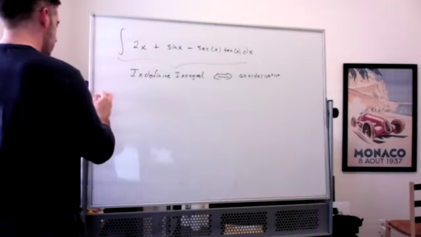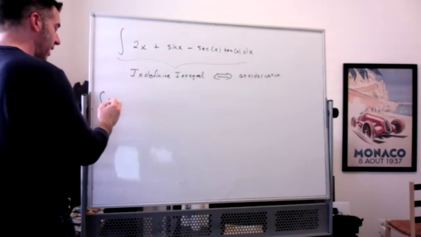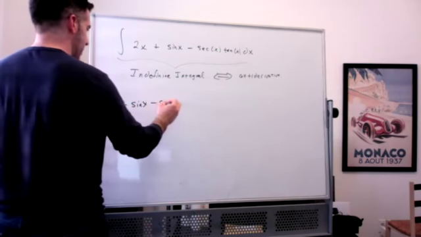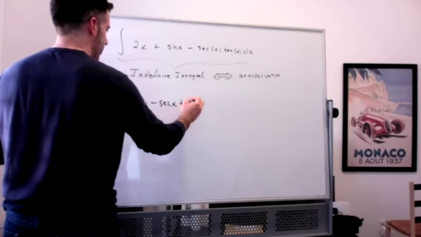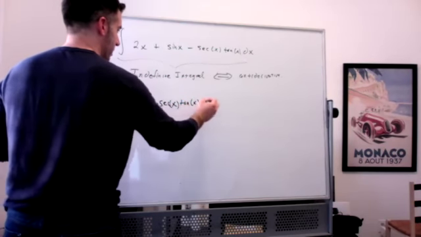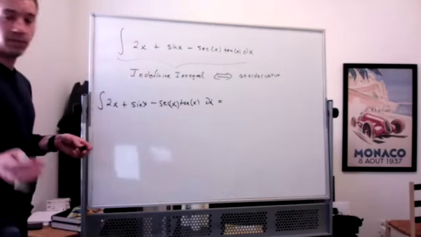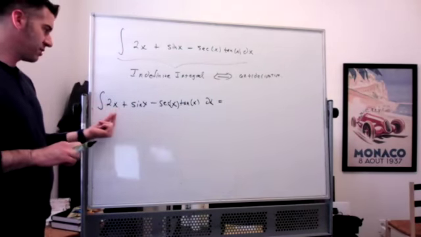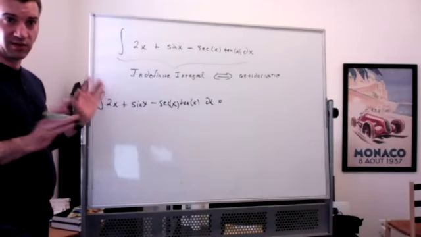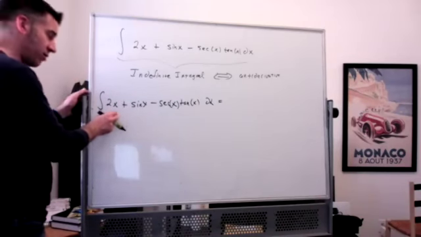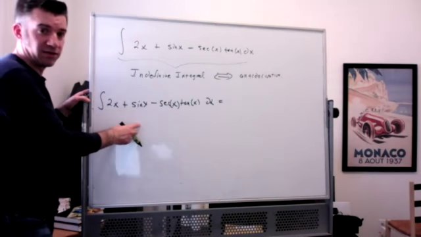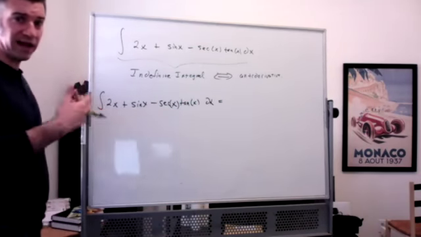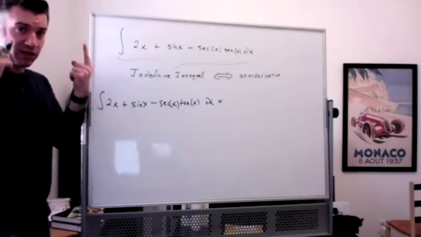So the indefinite integral of 2x plus sine of x minus secant x tangent x dx. One of the rules of integration is that things that are added or subtracted together, you can see separately. So this is the integral of 2x plus the integral of sine x minus the integral of secant x tangent x. We're not going to write out 3 integrals, but that's how we're going to think of it.